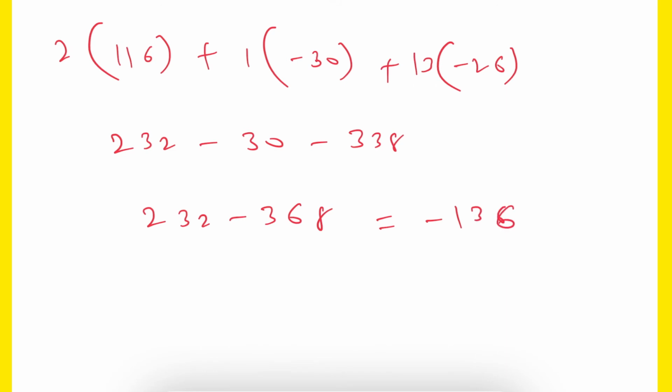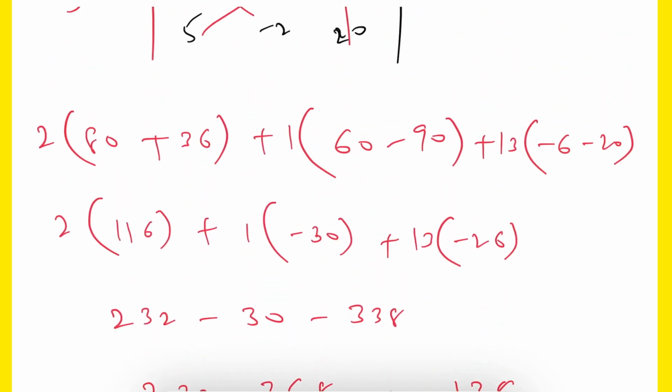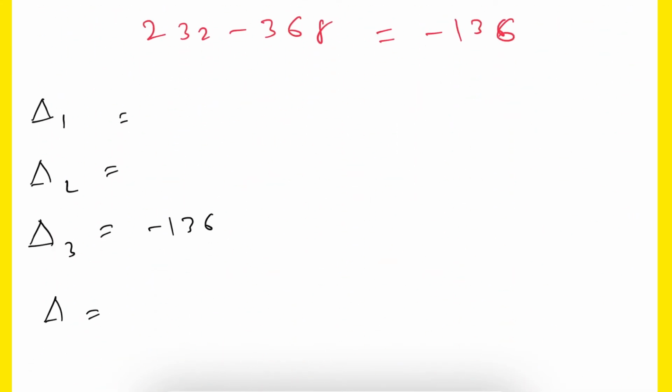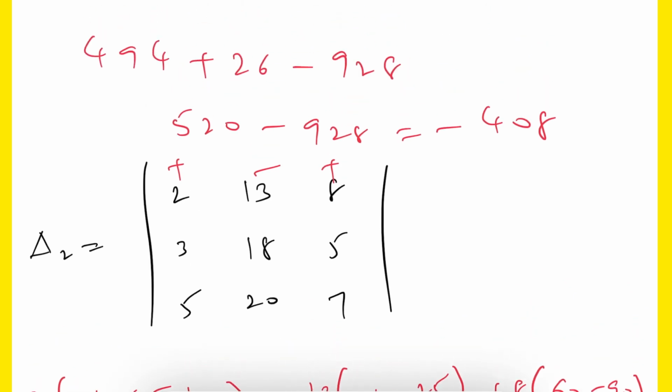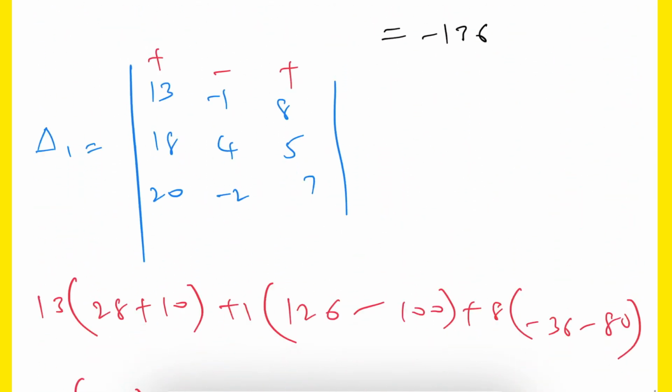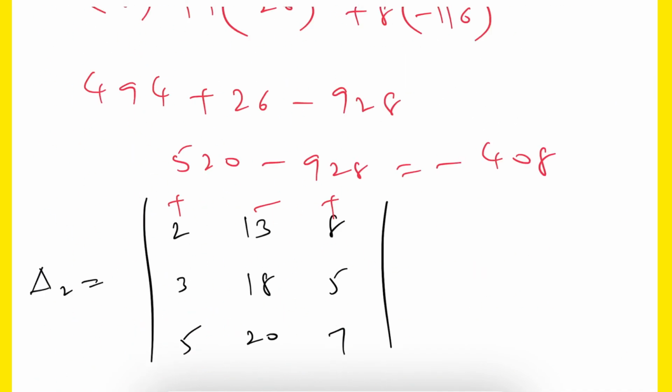Then 232 minus 368 is nothing but minus 136. So now we got all the values. Let us write all the values together for easy calculation purpose. Delta 1, delta 2 and delta 3. Oh sorry, delta also there, right? Delta 3 we got as minus 136. Then delta 2 also minus 136 only. Then delta 1 is minus 408 and delta is minus 136.